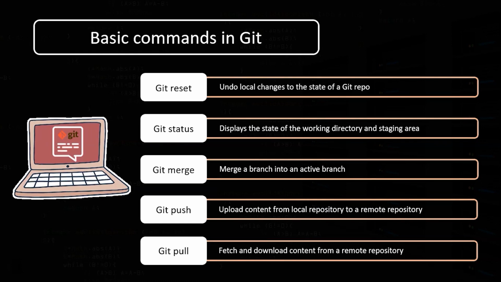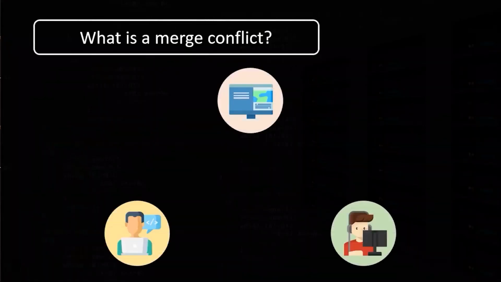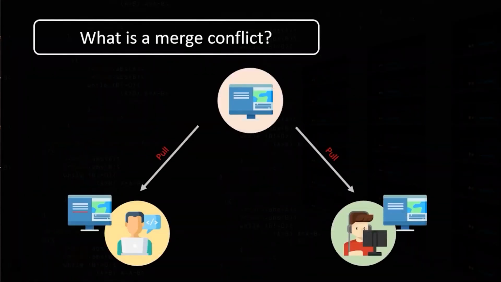So this was some of the basic commands which we can use for managing the Git repositories here. Now let's talk about what exactly a merge conflict is. Now merge conflict is something which originates the moment we do some kind of merging activity. Now merging is a process in which we move some source code from one branch to another.